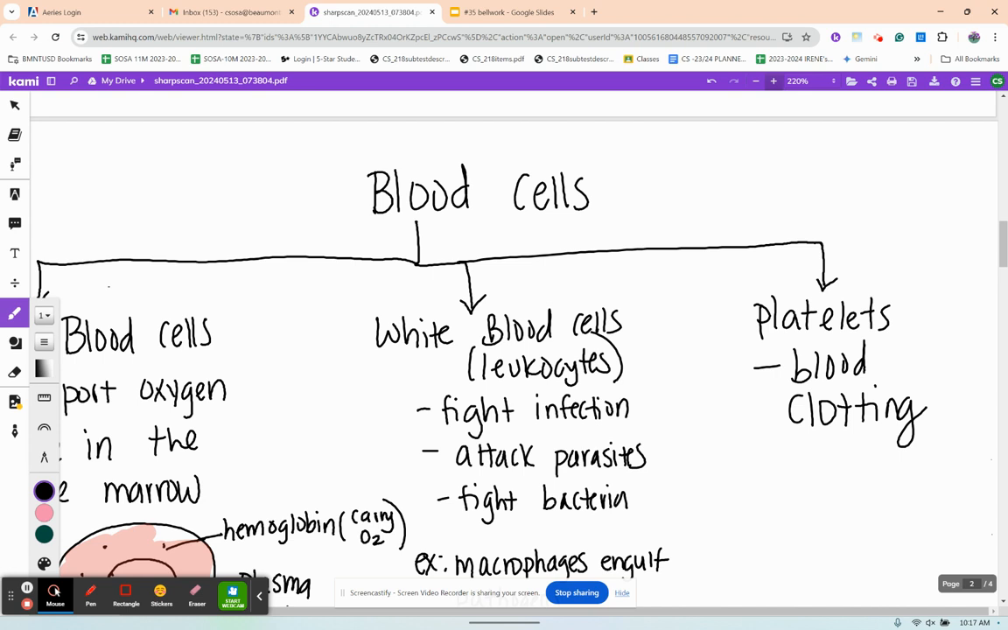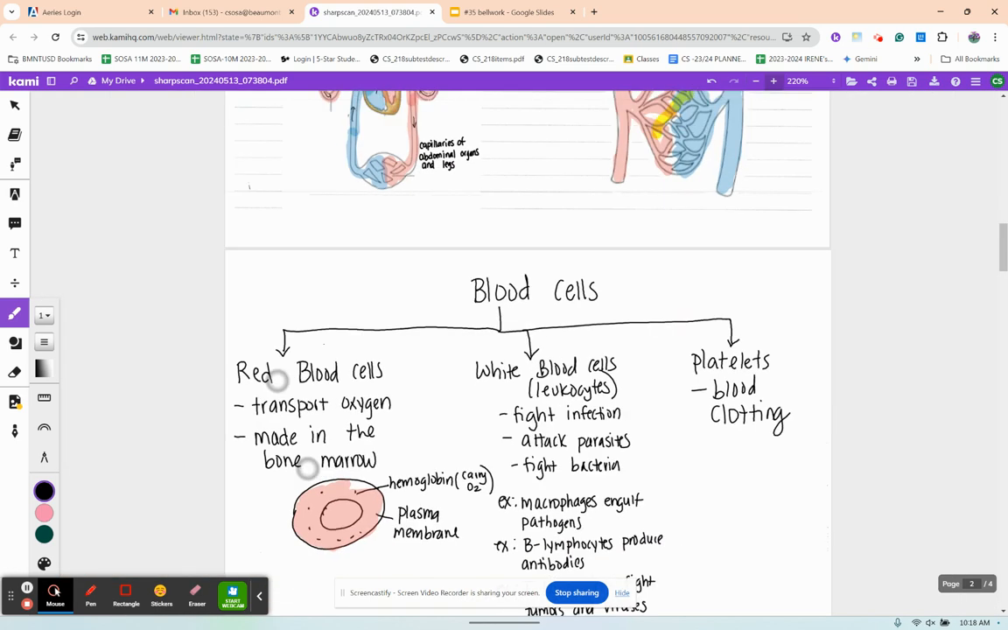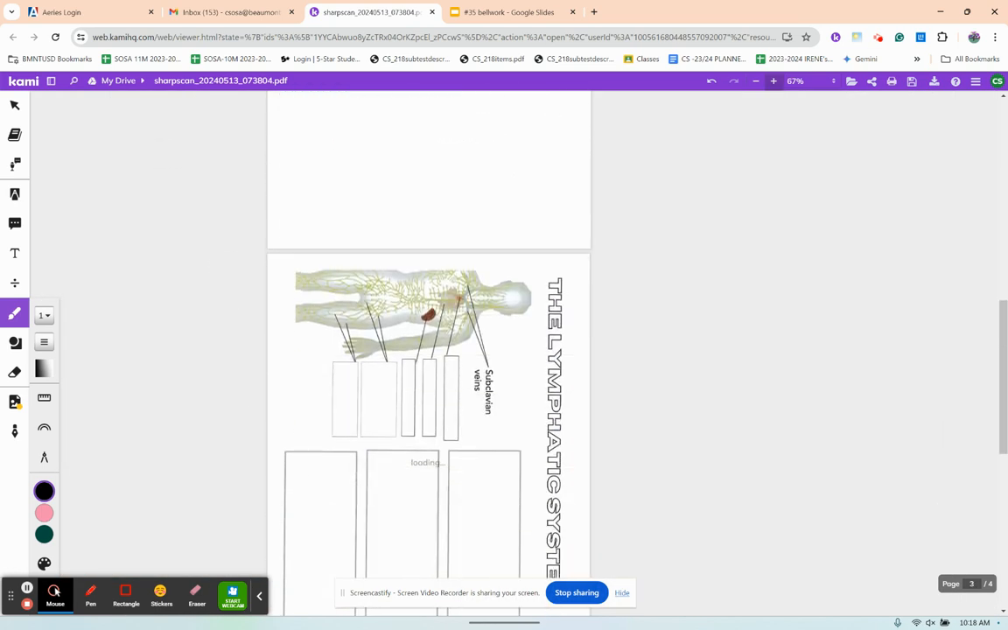All right, so whenever you get a cut, scrape, or wound, usually our platelets are involved in the process of forming blood clots, so prevent bleeding out. Raise your hand if you need more time. Okay. All right. Very good. Let's move on to the lymphatic system.